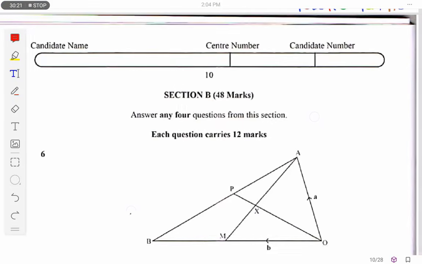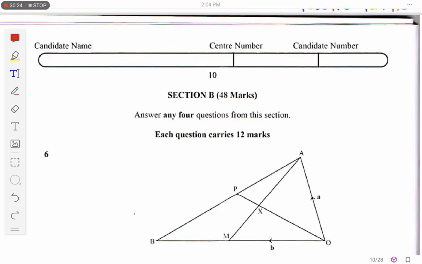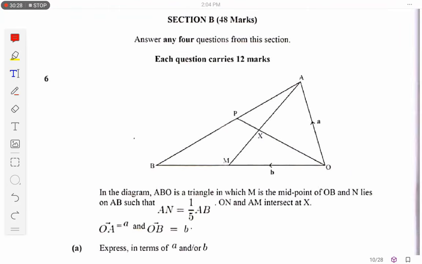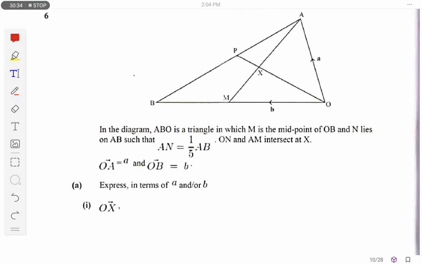So we are now on section B, guys. I think we have our 52 marks. Here they are saying answer any 4 questions, but we are going to do all of them so that you can select from those. So let's do this one.